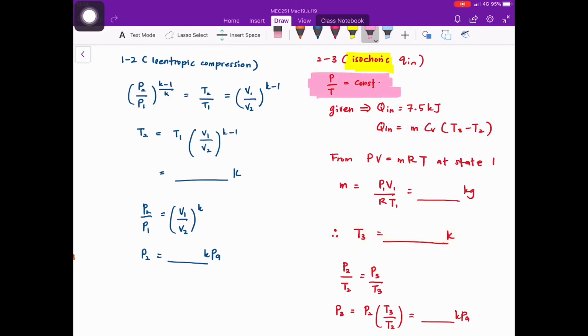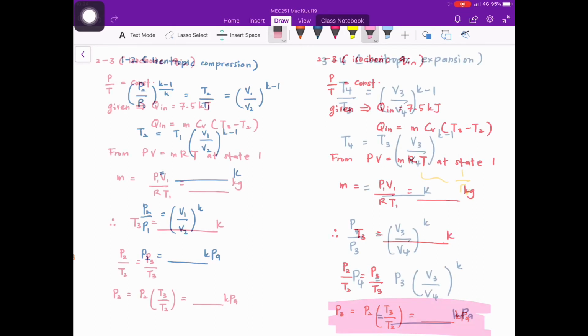For an isochoric process, we can use the law of P over T is equal to constant. Thus, we can use the relationship between P2 over T2 is equal to P3 over T3. And now, we can determine the value for the pressure at state 3.